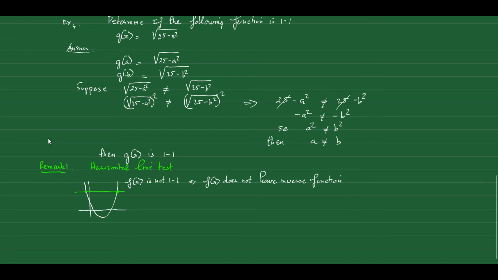Okay, so if they give you the sketch, that is one of the best ways to check if it has an inverse or is a 1-to-1 function or not, by using the horizontal line test. Okay, if it cuts at more than 1 point, that does not satisfy the horizontal line test.